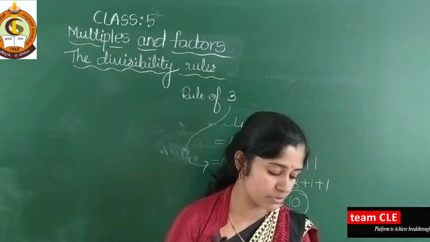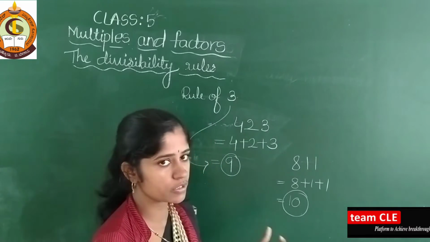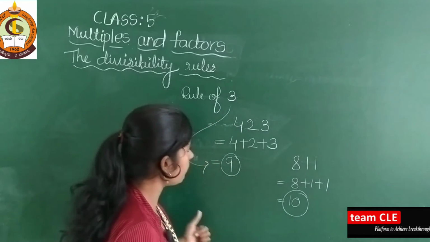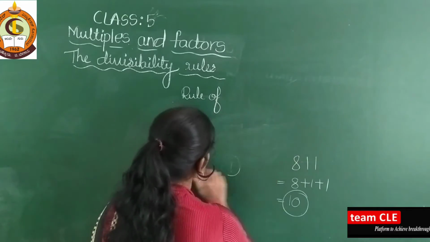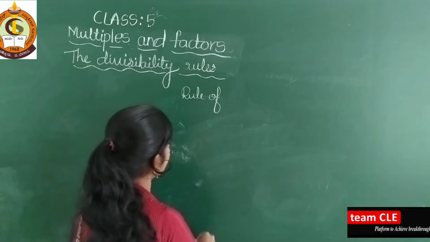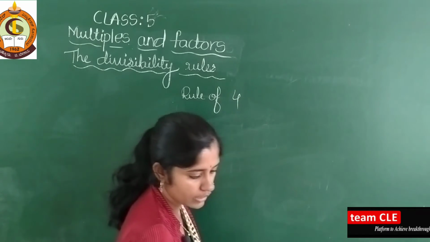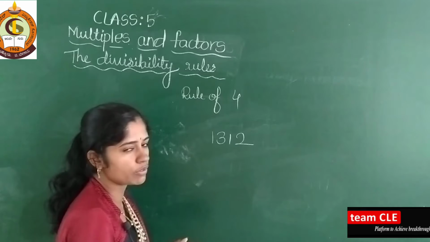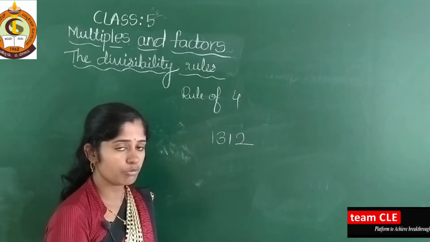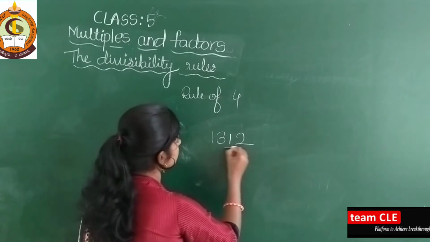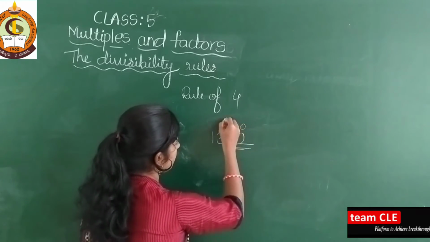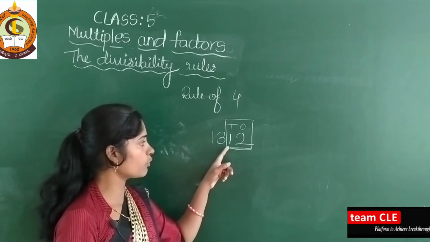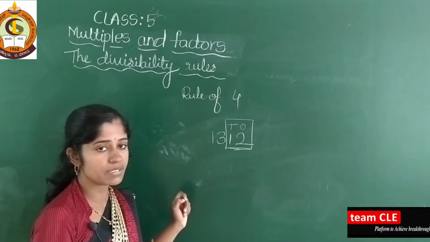So let us take the divisibility rule of 4. I hope you understood the divisibility rules of 2 and 3. Let us take one example: 1312. How do you come to know whether this number is divisible by 4 or not? Just take the last 2 digits, the ones and tens place, and check. If that number is in the 4 times table, then the whole number is divisible by 4.